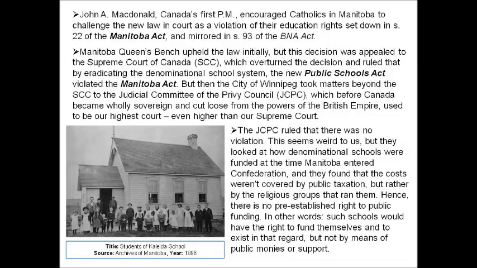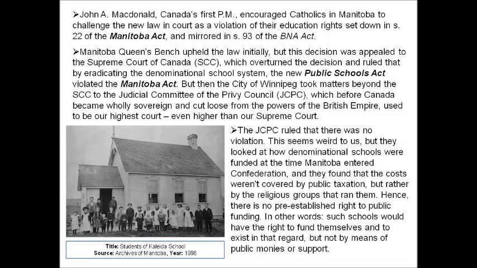Well, John A. Macdonald, our first Prime Minister, needless to say, wouldn't have thought too much of this, right? Because he was one of the original guys who helped craft the BNA Act, and a blind man can see that this doesn't jibe with Section 93. So he encourages the Catholics in Manitoba to challenge the new law in court as a violation of their educational rights set down in Section 22 of the Manitoba Act, which again just mirrors Section 93 of the BNA. So Manitoba Queen's Bench upheld the law initially, right? They said, it's okay, this is what we can do.